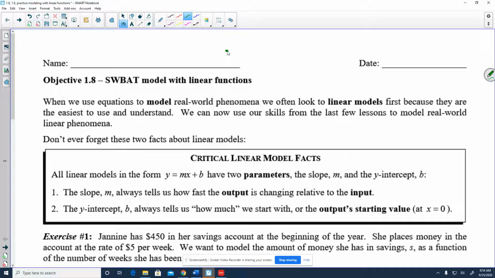Alright, hi everybody. Today we're going to talk about Objective 1.8, which is about linear modeling.